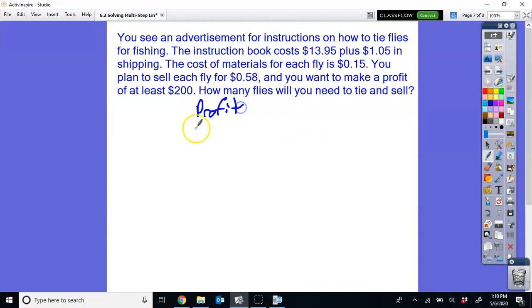Profit is the money that you make, or in business terms, the revenue minus the expenses, how much you spend. So the money you make minus how much you spend. We want this to be at least, so that means greater than or equal to, I'm okay if it's equal to $200 profit. Well, what are my expenses?